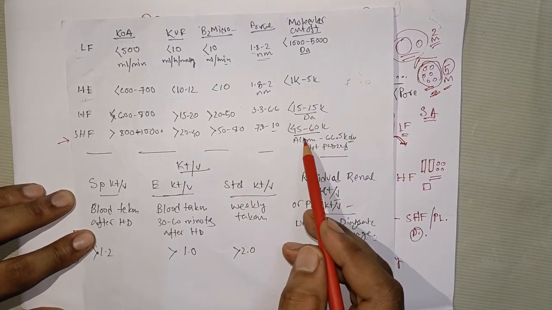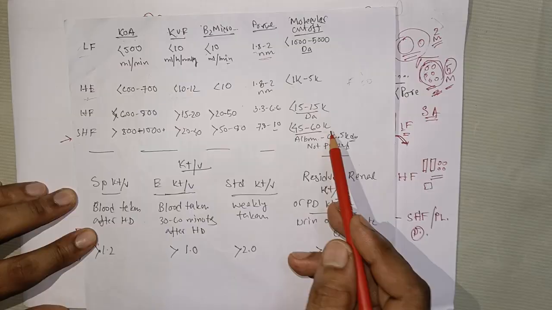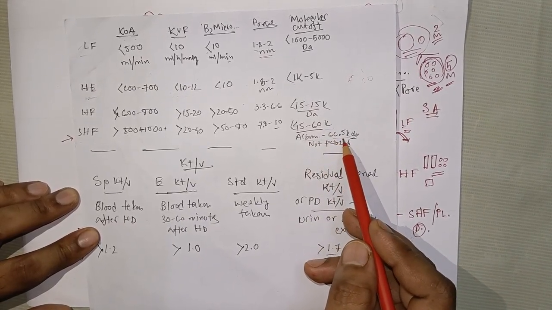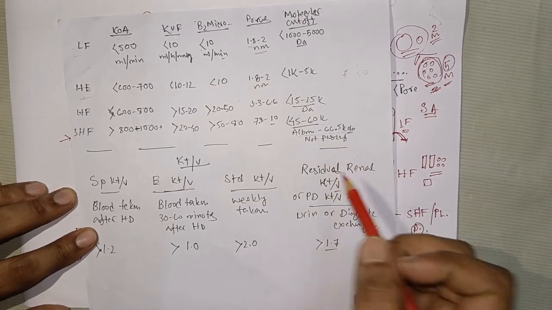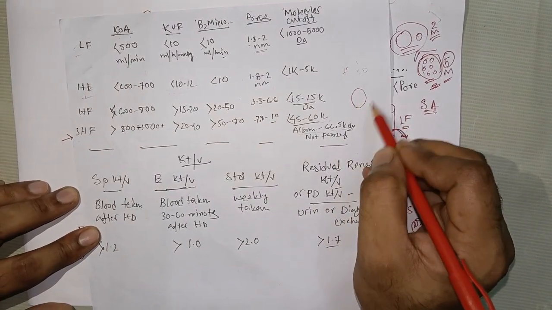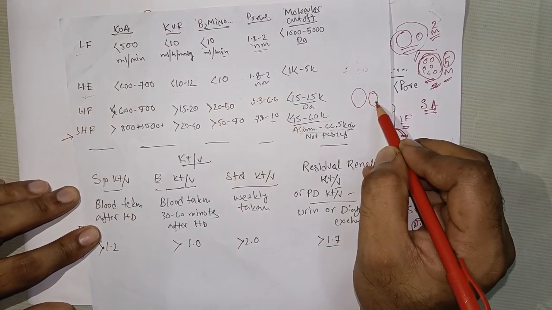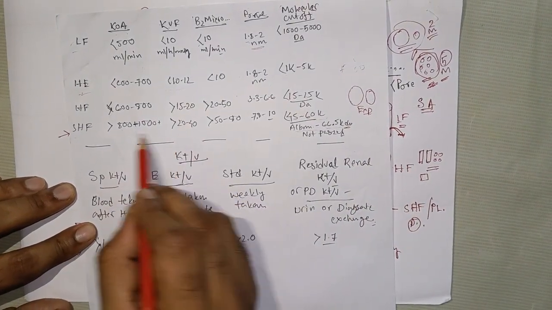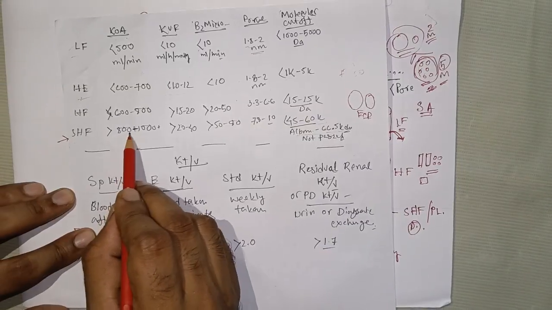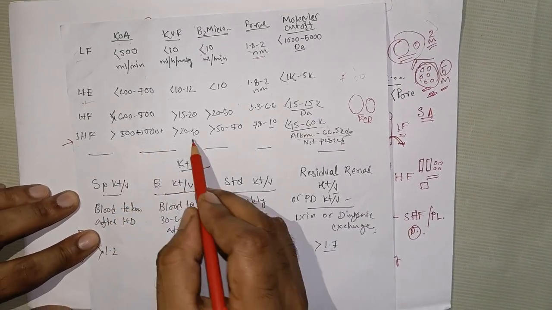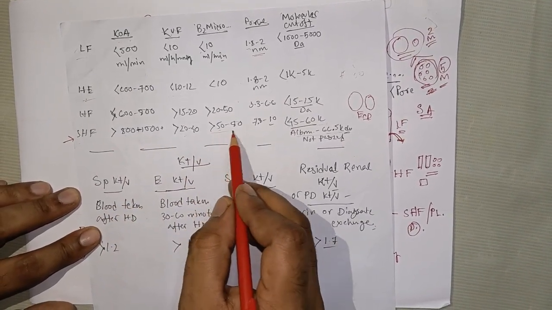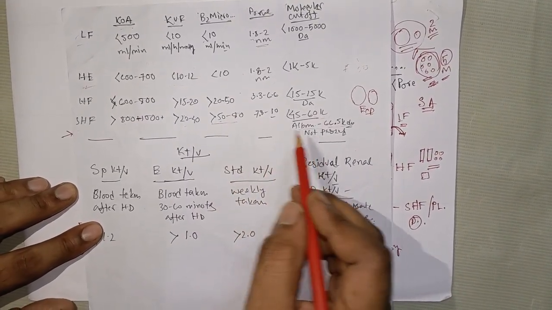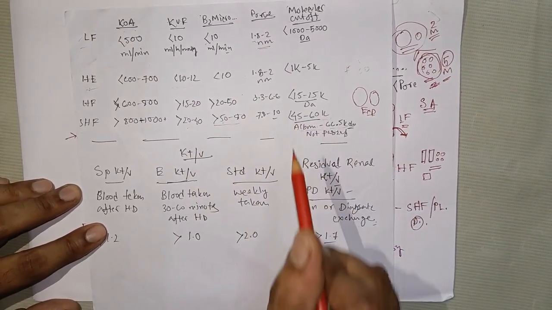In super high flux, 45 to 60K Dalton molecules will be removed, just less than albumin size. Albumin size is 66.5K Dalton. So albumin is like this, and molecules are going to pass like this. For example. And here the urea clearance is 800 to 1000, and beta 2 microglobulin clearance, which is very important, is 50 to 80. So this is the basic information about our dialyzer. Thank you.